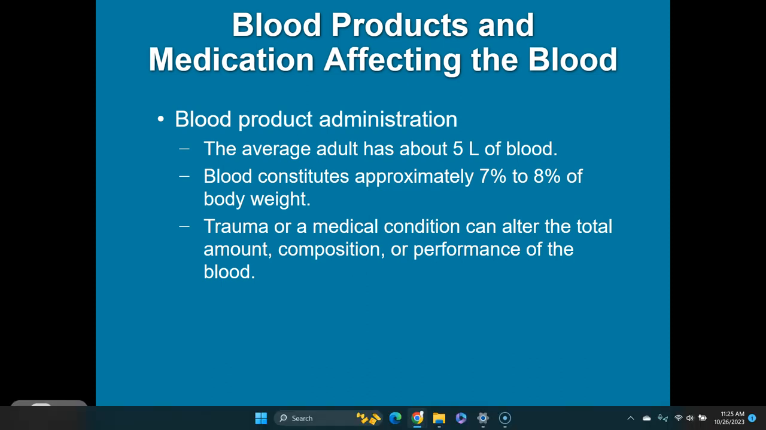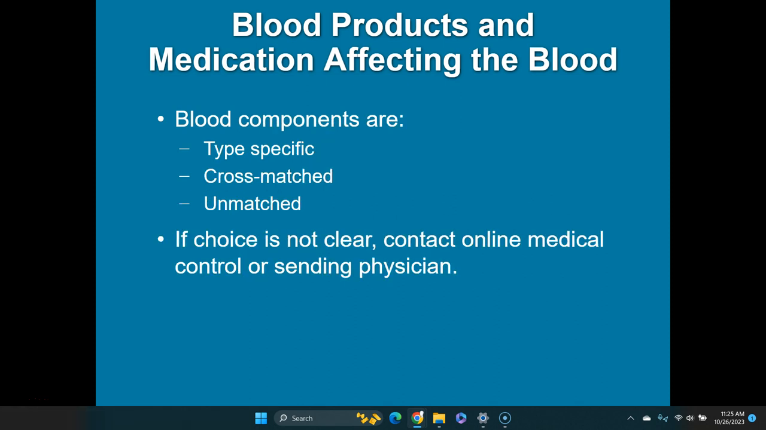Blood products and medications affecting the blood. The average adult has about 5 liters of blood in their total body, which makes up about 7 to 8% of the total body weight. Trauma or medical conditions can alter the total amount, composition, or performance of the blood, obviously. Blood components are type-specific, cross-matched, and unmatched. Those would be the three different classifications. If the choice is not clear, of course, contact online medical control or the sending physician.